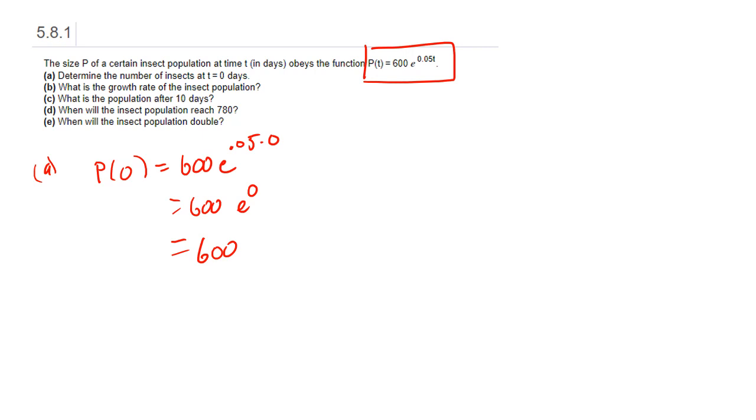Note the similarity to the continuously compounded interest formulas, where this number here would be your principal investment, or the amount of money you start with. So how many insects do we start with? 600.